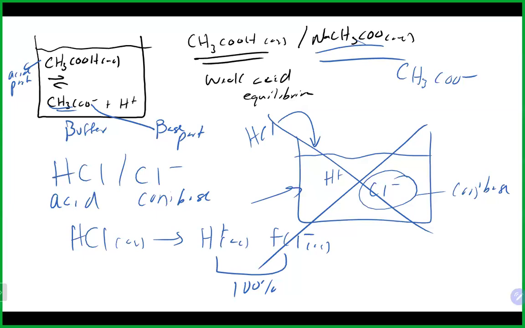And that's why you cannot make a buffer out of a strong acid or a strong base. There's no way to keep both things that you need in that solution in the solution, because a strong acid or base is just going to fall apart. But a weak acid or weak base will set up that equilibrium and keep both the acid part and the base part in the solution at the same time.